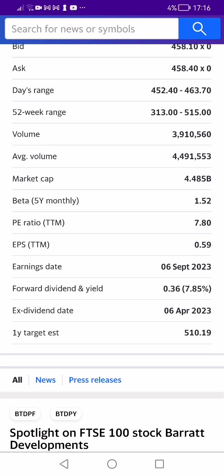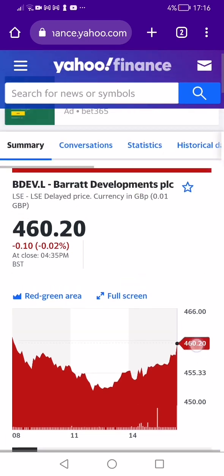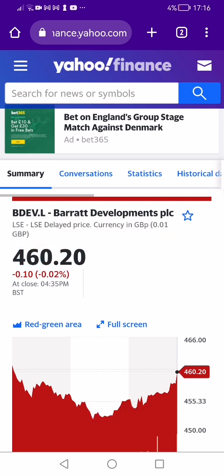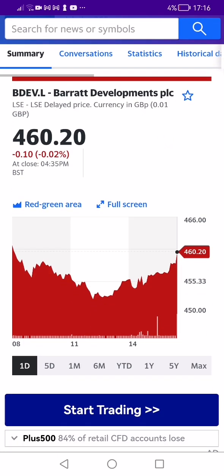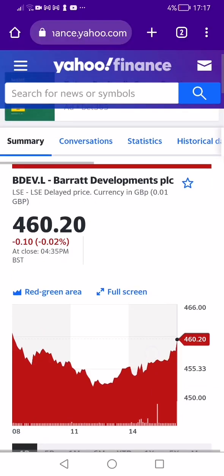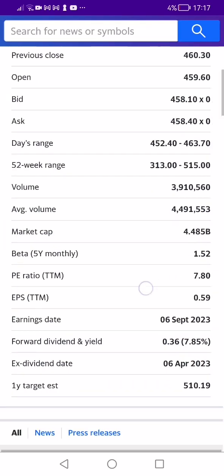Okay, so that's great. Then if you want to look at, for example, a dividend yield, this is how much dividend you'll make annually. Also, another thing to bear in mind, this price is not in pounds, this is in pence. The British stock market is in pence, not pounds. So that would be like £4.60 if you were to buy a share today in that company. So you'll pay £4.60.